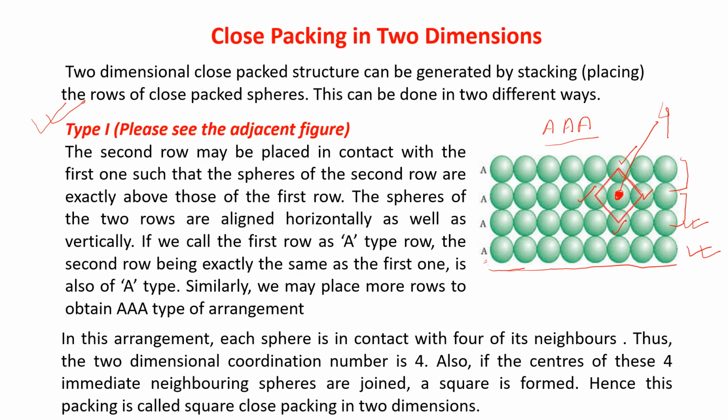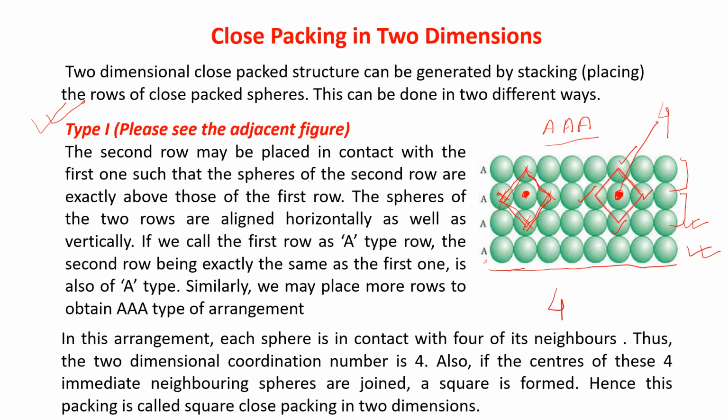Let me take this atom. Now this atom is surrounded by this one, this one, this one, this one, this one. This middle one is also surrounded by 4 atoms. Now if you join the center of these atoms, you will get a square. So the coordination number of this atom is 4.